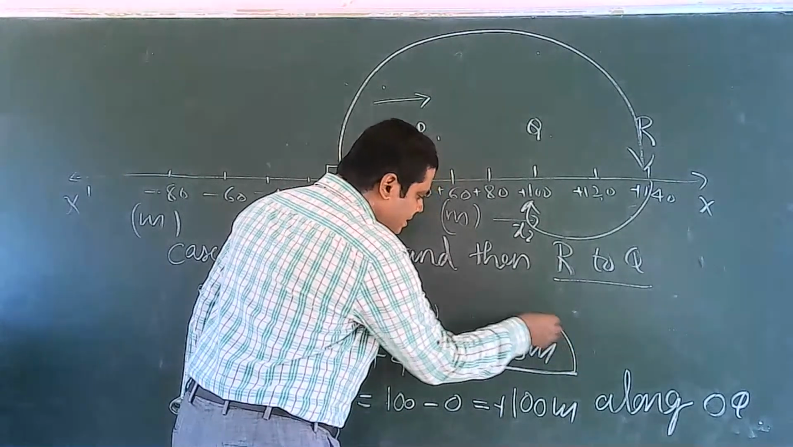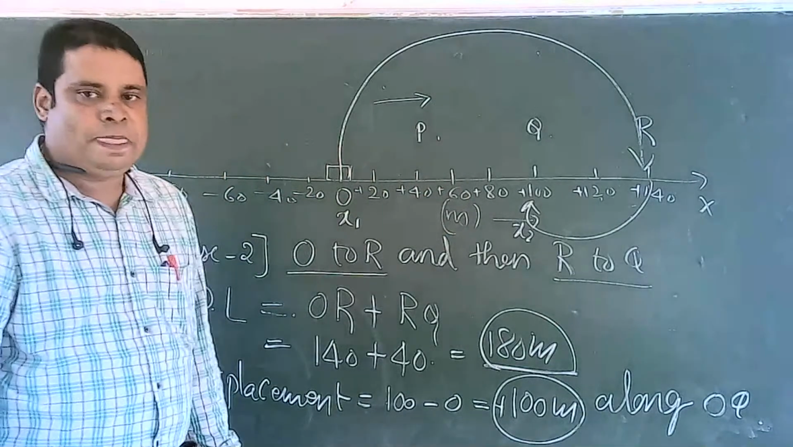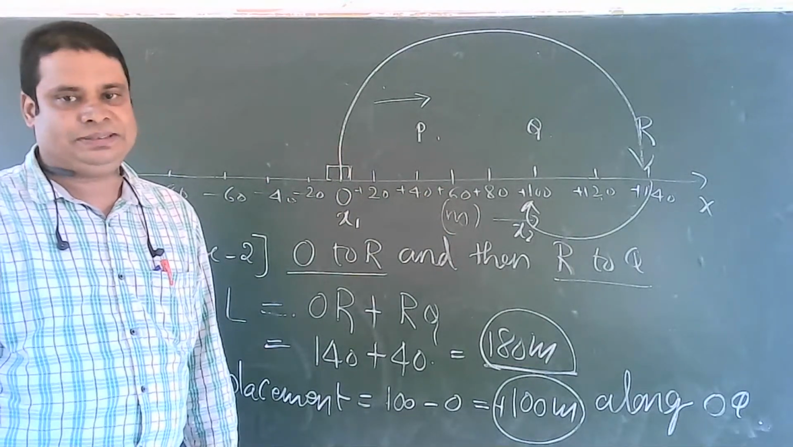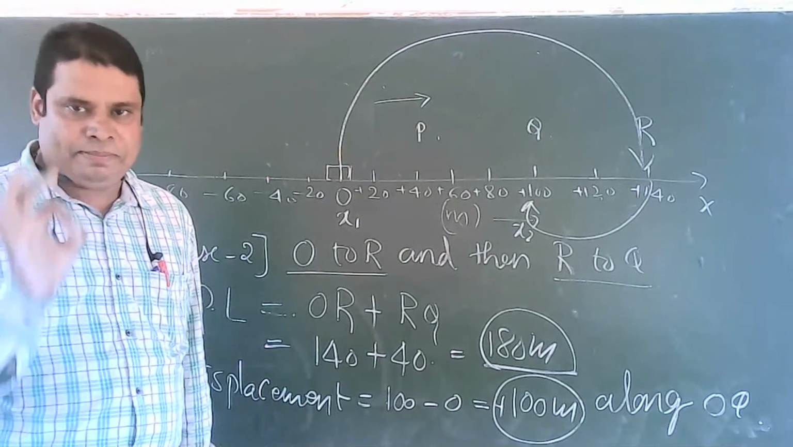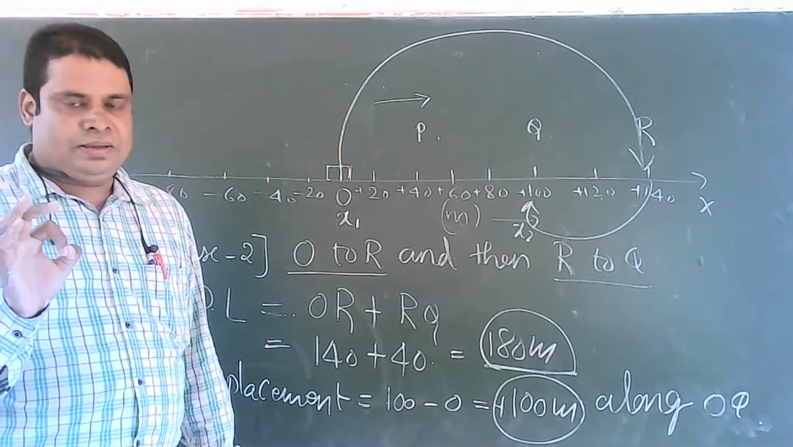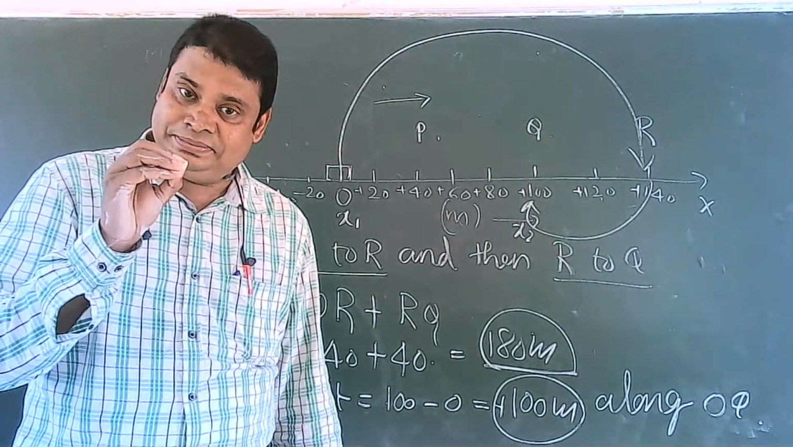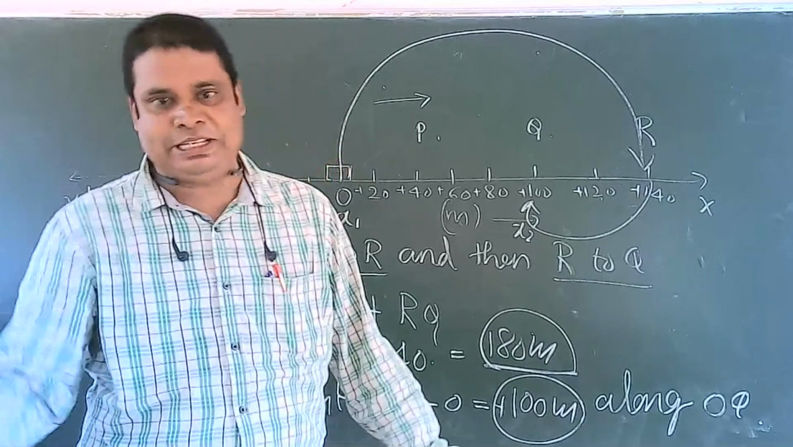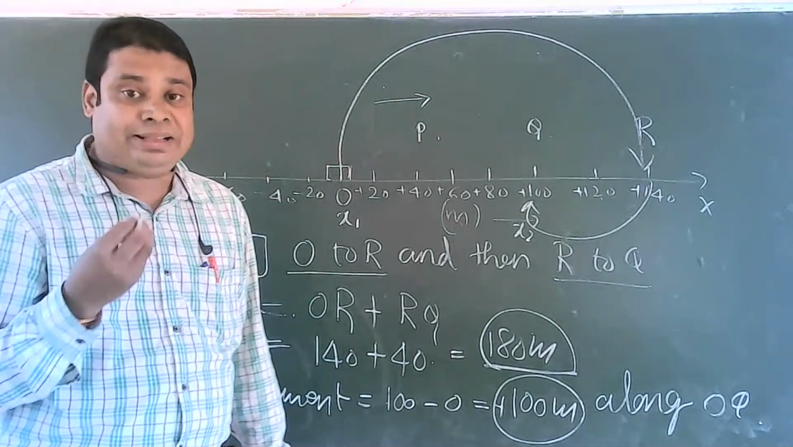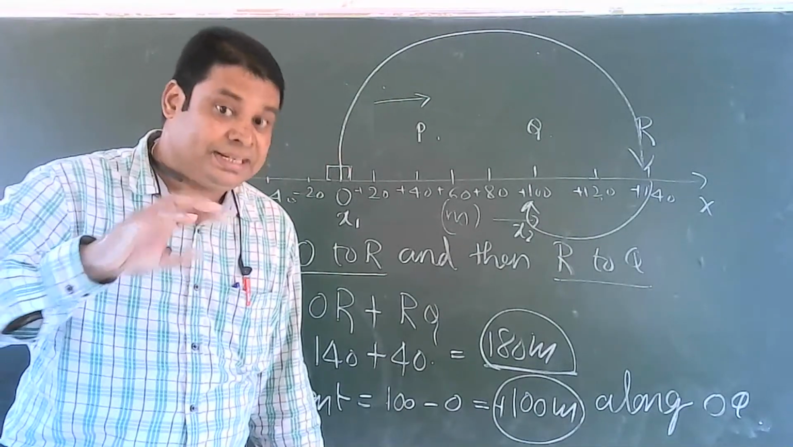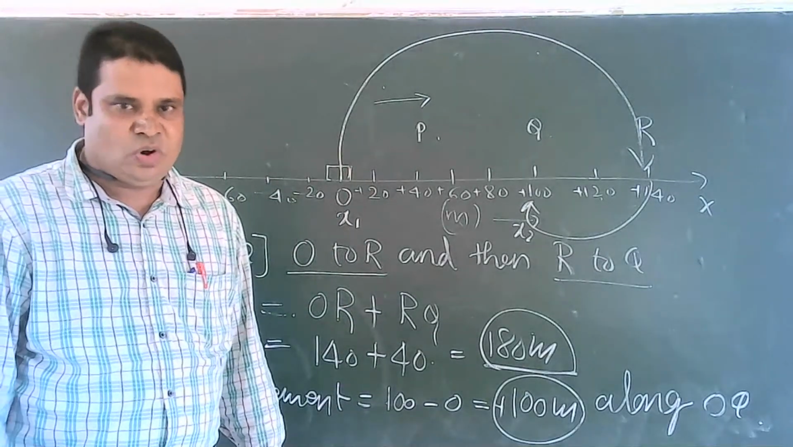Now see, this path length is greater than your displacement. Remember, your path length is always greater than or equal to displacement. Case 1 it was equal, case 2 greater. Hope you understand.